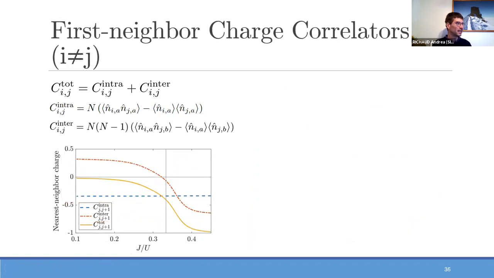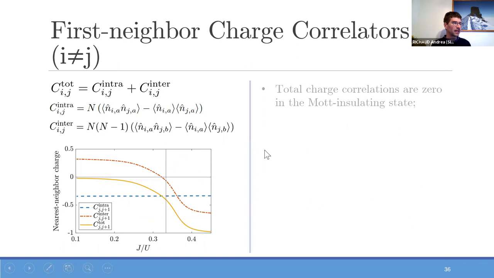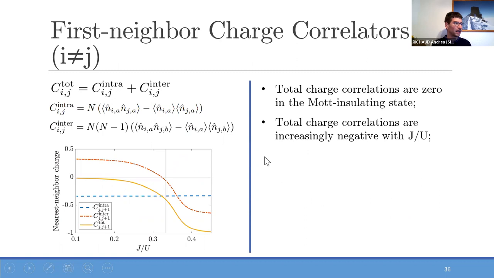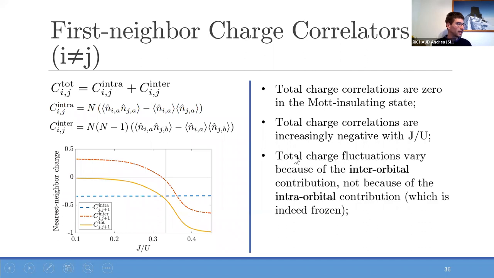And this is another plot, which is the plot about first neighbor charge correlations. And you can see that, again, the total charge correlations are zero in the Mott insulating state. They increase in absolute value, increasing J over U. And they are stronger in the Hund's insulator phase rather than in the Hund's metal, which is something a little bit counterintuitive.